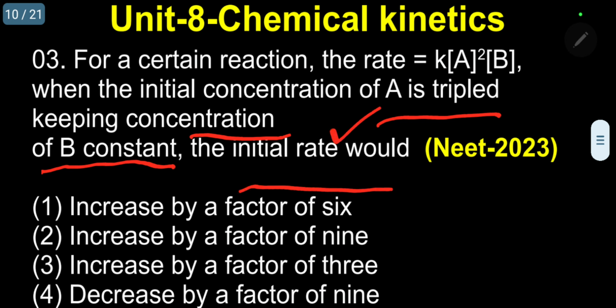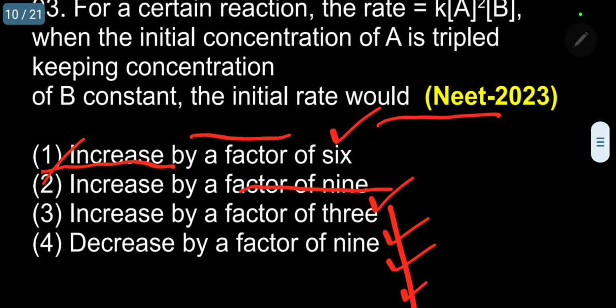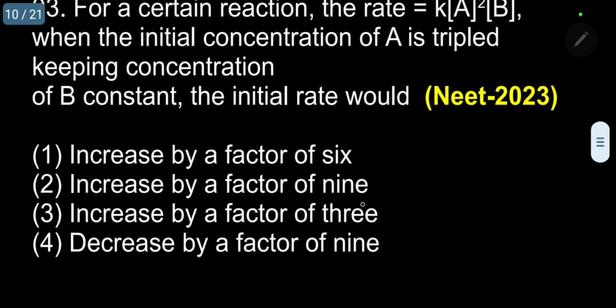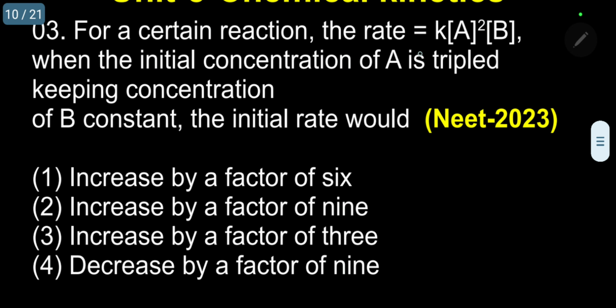asked in NEET 2023. 4 options are given. Increase by a factor of 6, increase by a factor of 9, increase by a factor of 3, and decrease by a factor of 9. The correct option is option 2, increase by a factor of 9. How is this correct? Now I will work out the problem, then you can identify.